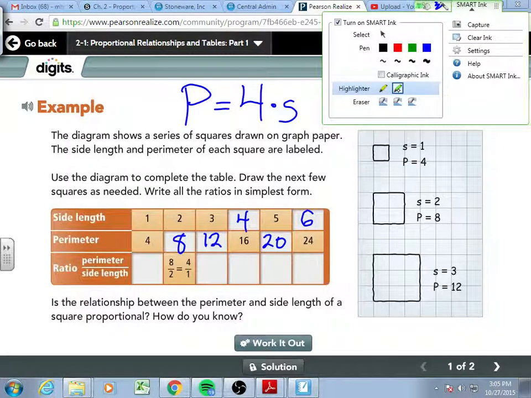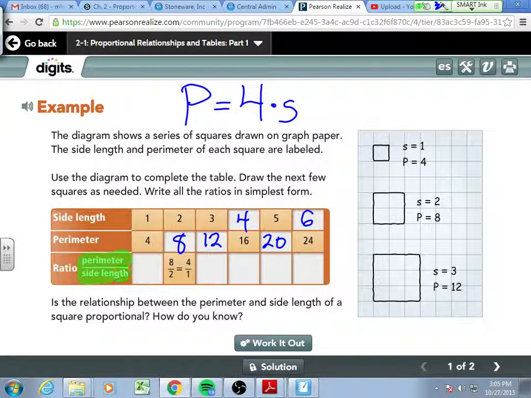Look at this ratio right here. It's telling us what to do. It's going to be the perimeter divided by the side length. So we're going to take the perimeter, 4, put it over the side length, 1, and then try to reduce if we can. We can't reduce 4 to 1. It's already reduced as far as it goes. So they set up 8 over 2 for us, that reduced down to 4 to 1. So go ahead and set up your other ones.